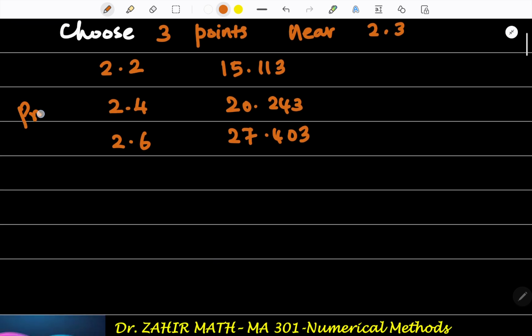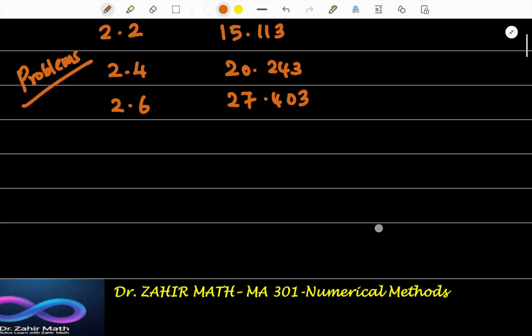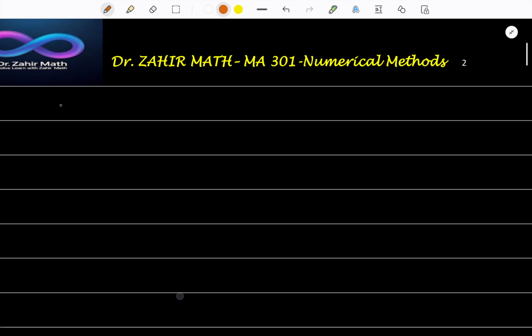These are the 3 points I'm going to take for the problem. So actually this is your problem. Even though there are so many data points, we are going to consider only these 3 data points, right? So let's create the interpolation table. So let's take x and y and delta y and delta square y. Usually for divided difference, I will make a center line for unequal intervals. I told you in the last video. So my points are 2.2, 2.4 and 2.6.